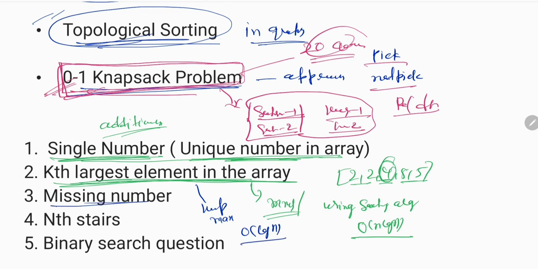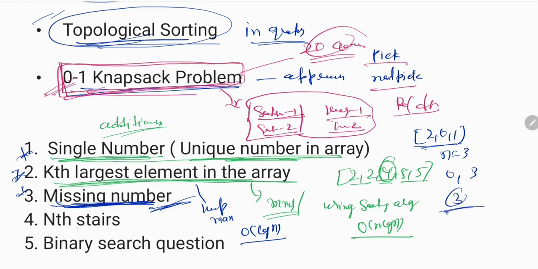Okay, missing number, that's a very famous question, and these three questions are very famous. Missing number, I also covered this question on this channel in a separate video. Please do check it out. I will give the link in my description. Missing number means suppose you have the array 2, 0 and 1. So your array length is 3, so this array should contain the elements 0 to 3, but here you can observe 3 is missing, so 3 will be the answer. This is called the missing number, right?